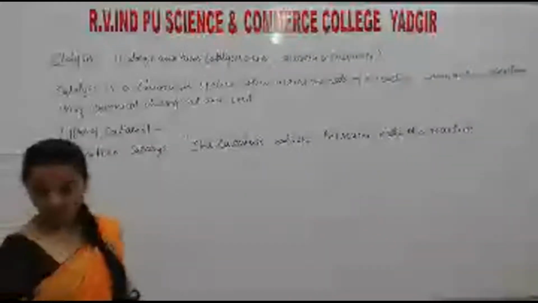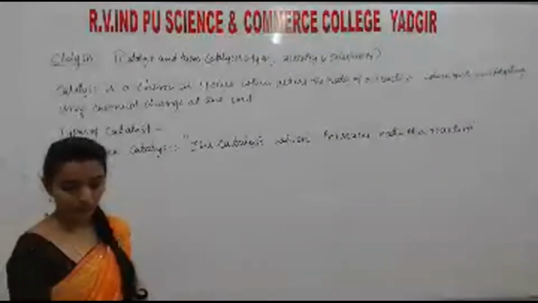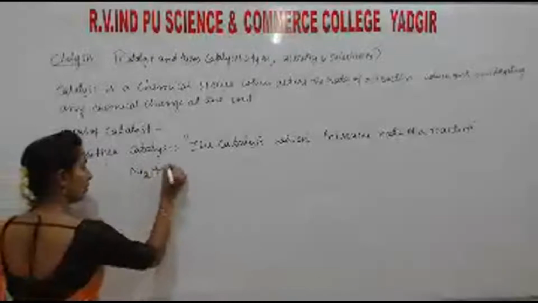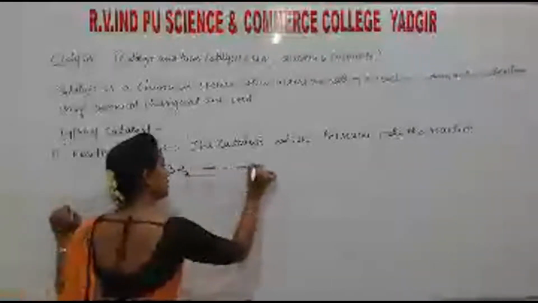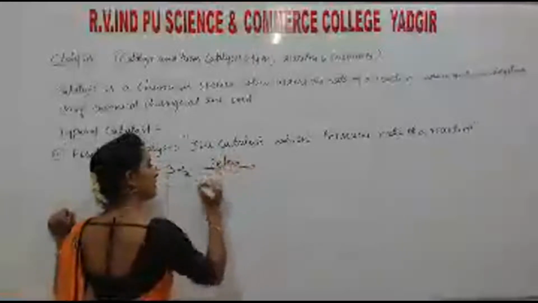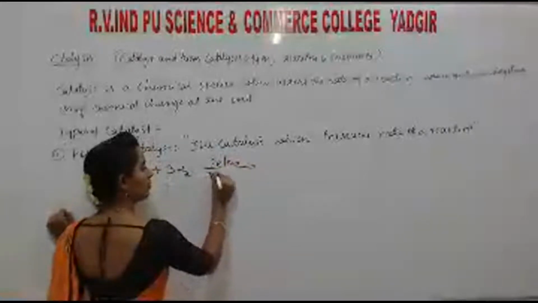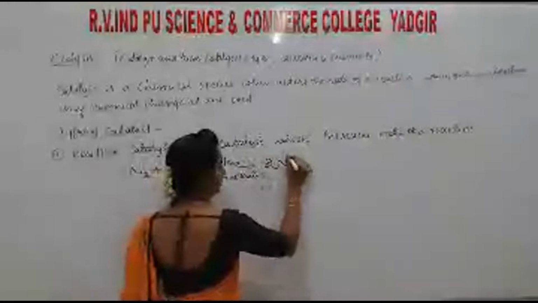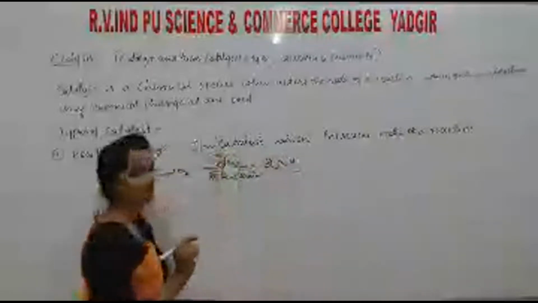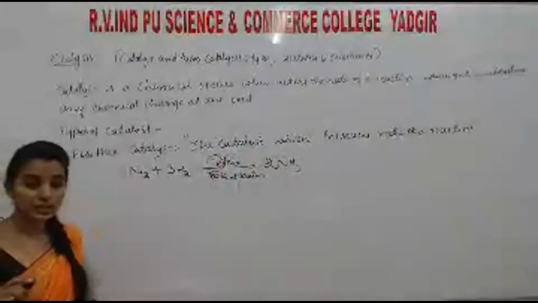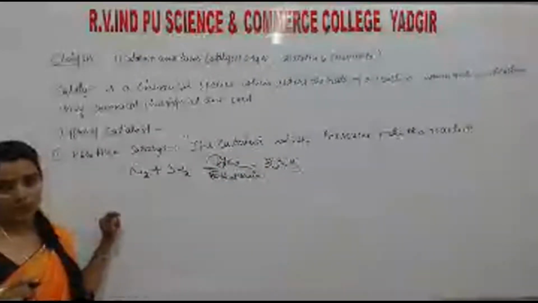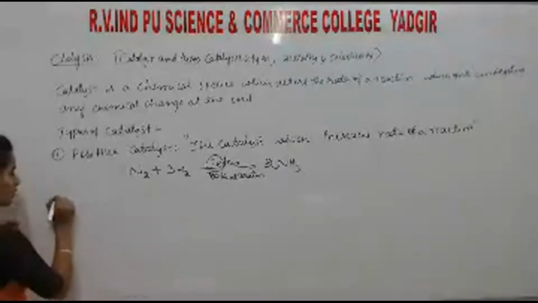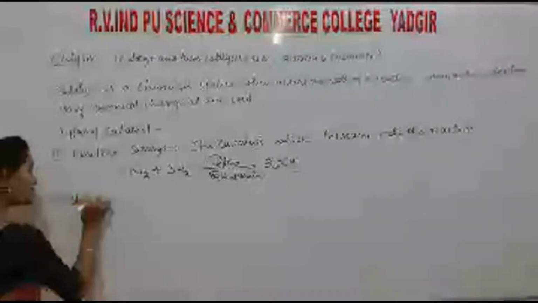So an example for that positive catalyst is, okay, I'll take N2 plus 3H2 gives rise, with Fe and molybdenum and also 700 Kelvin temperature, 200 atmospheric pressure, to 2NH3. So students, this iron is a positive catalyst which increases the rate of formation of ammonia. Okay, that is positive catalyst. Then obviously, what does negative catalyst mean?